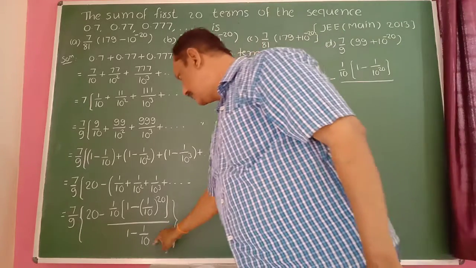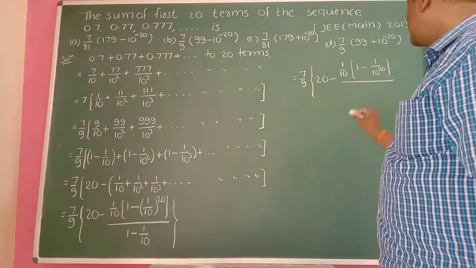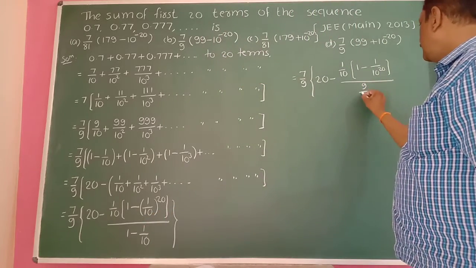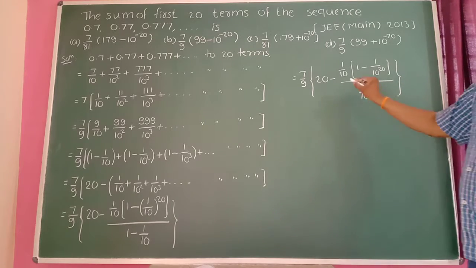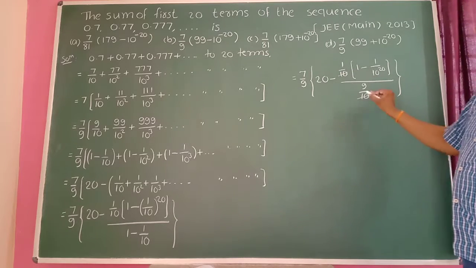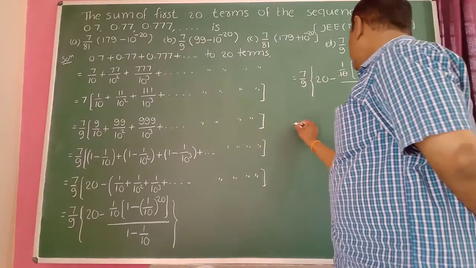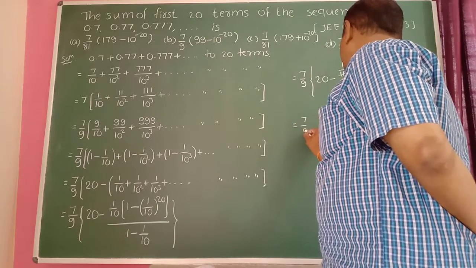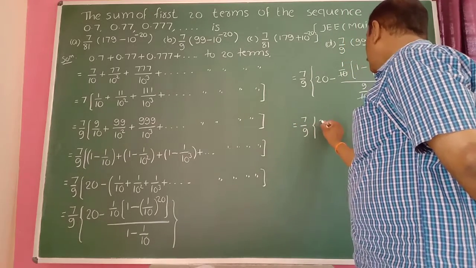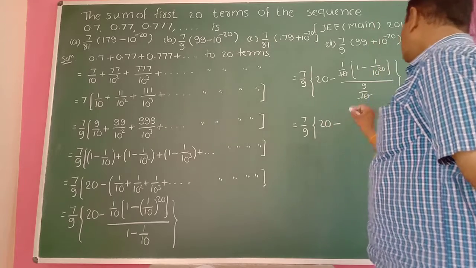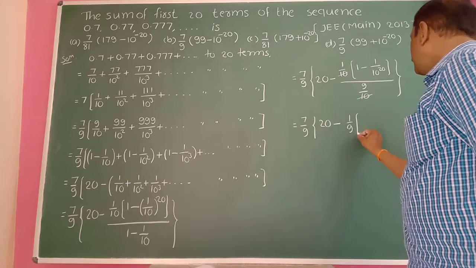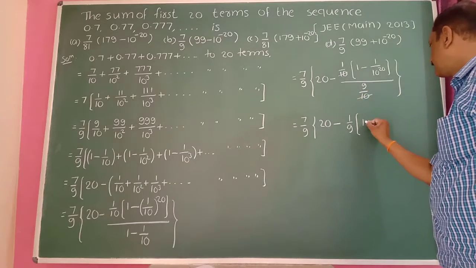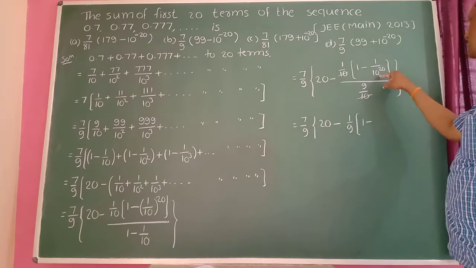Here 10 ones are 10. 10 minus 1 becomes 9 here. So 9 divided by 10. Bracket complete. Then this 10 and this 10 get cancelled. Therefore this is equal to 7 divided by 9 into 20 minus of 1 by 9, into bracket 1 minus 1 by 10 raised to 20.